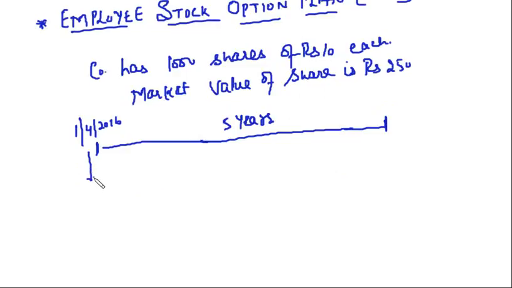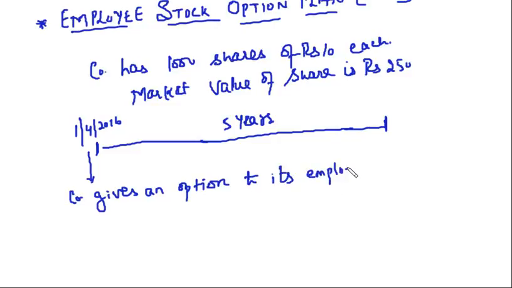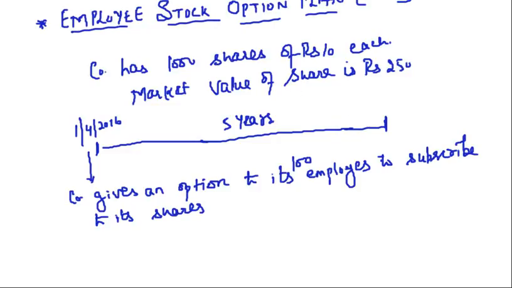On this date only, the company gives an option to its employees. Suppose there are 100 employees. Gives an option to its 100 employees to subscribe to its shares. I'll take the market value less for simpler calculations. Say the market value of the share is 60 rupees. Okay.